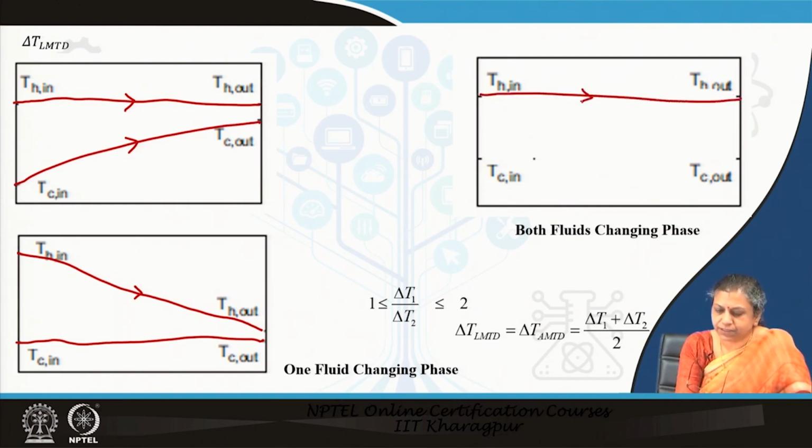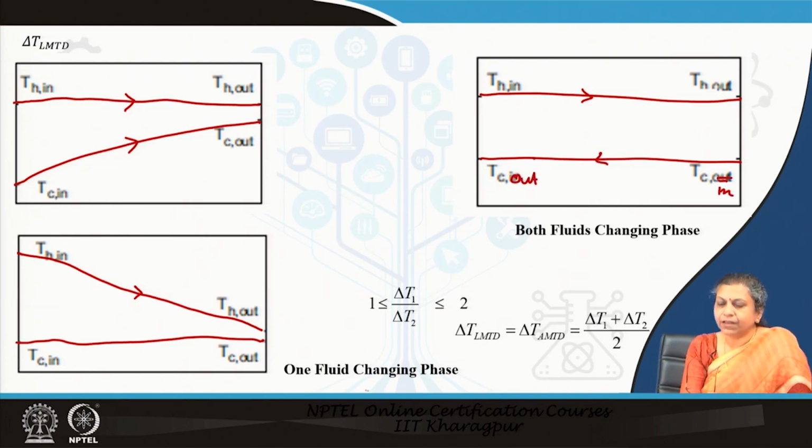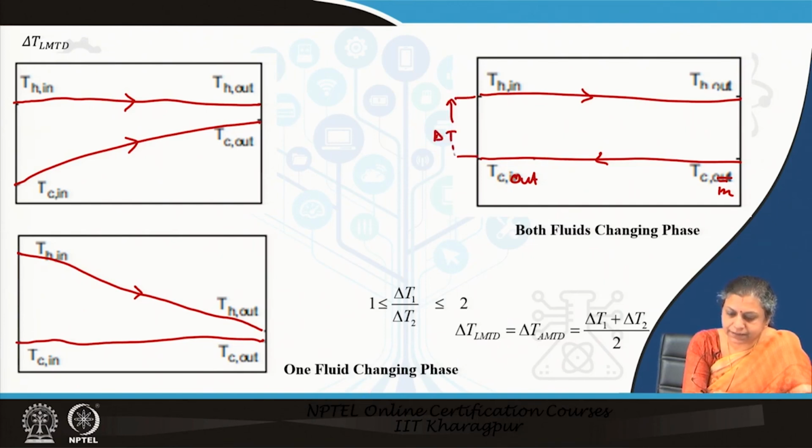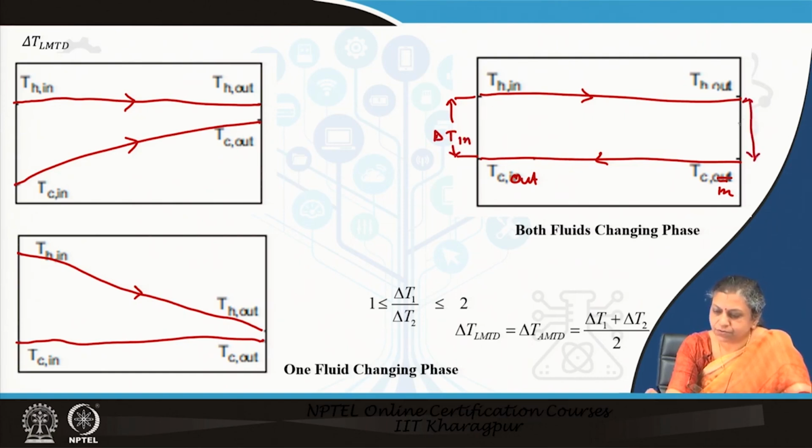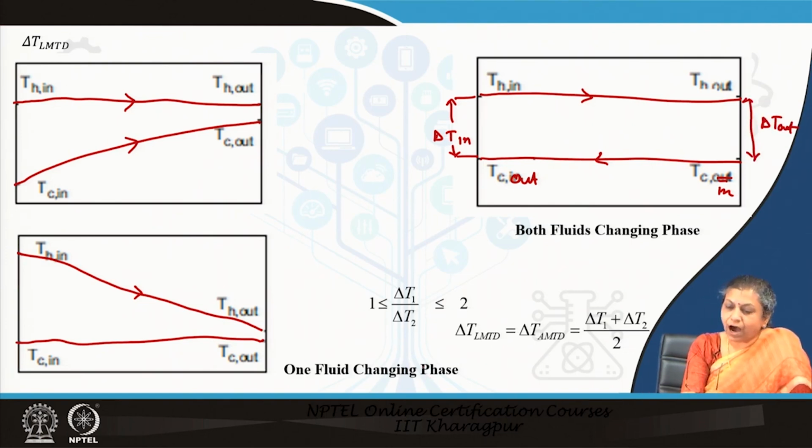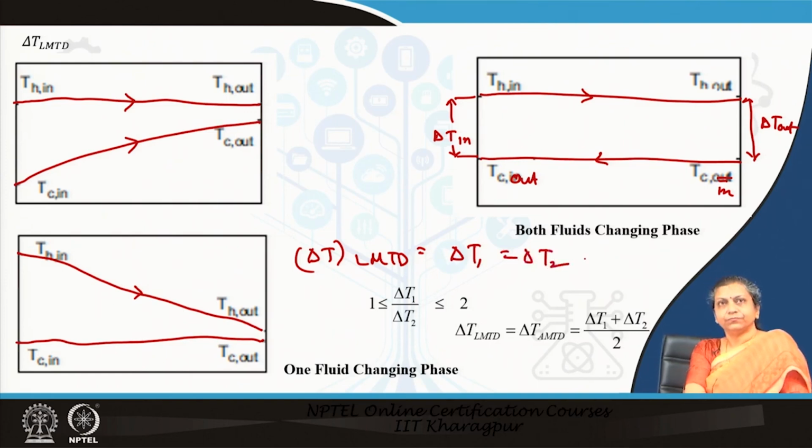This fluid is going in this direction, and this shows a co-current arrangement, but better still it should have been that this is T C in and this is T C out. In this particular case, we find that the delta T inlet with respect to the hot fluid is equal to delta T out with respect to the hot fluid. In this particular case, how do we define LMTD? For this case, delta T LMTD is equal to delta T1, or equal to delta T2.